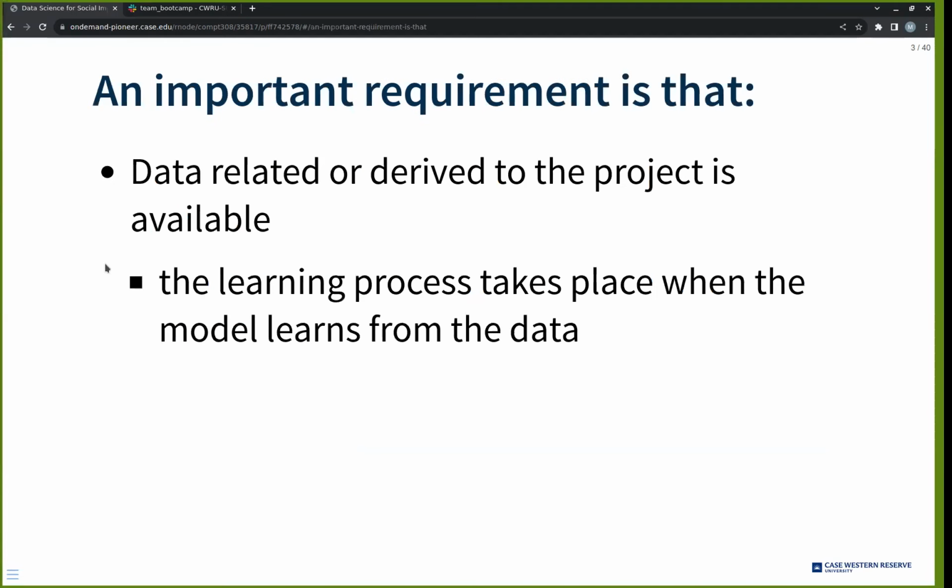One of the most important things for any kind of modeling is that the data related to your project is actually available. The learning process will only take place once the model learns from the data. So data plays a very big part in the results that you obtain. That's why cleaning your data and exploring the features and what is important to you is very essential to building a very good model.